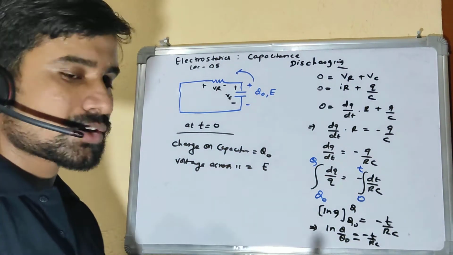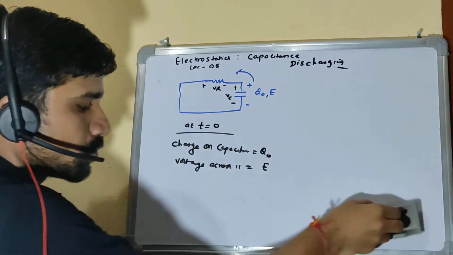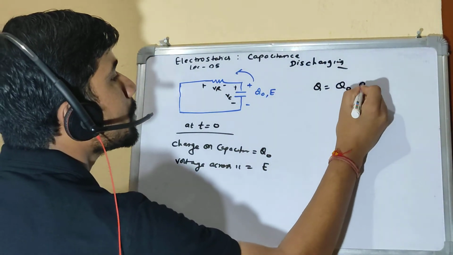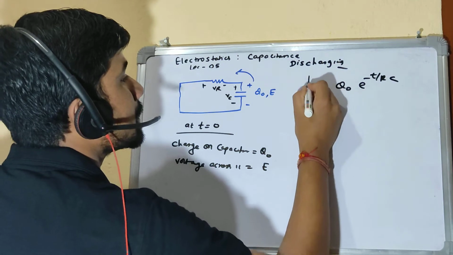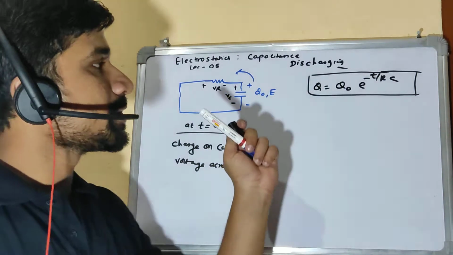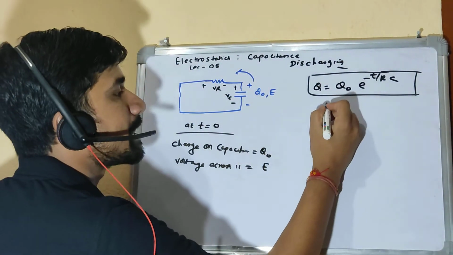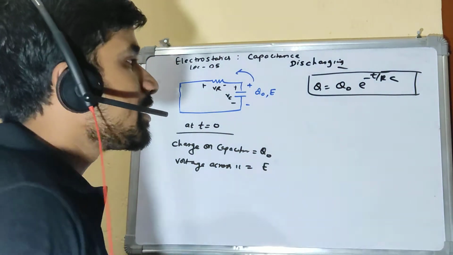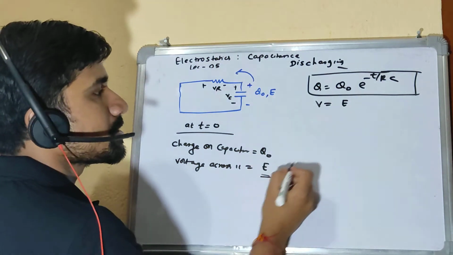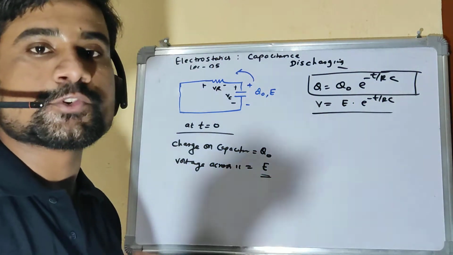And if you take the anti-log across both sides, you will get that Q is equal to Q naught into e to the power minus T by RC, right? This is the expression for the charge on the capacitor while it is discharging. RC is again the time constant. And similarly, the voltage across the capacitor will be V naught, which is E, the initial voltage, into e to the power minus T by RC, right? This is the voltage across the capacitor.